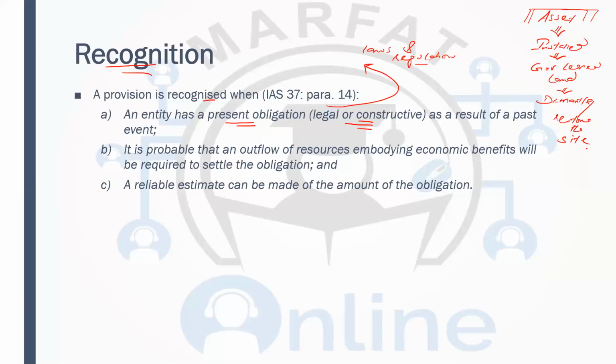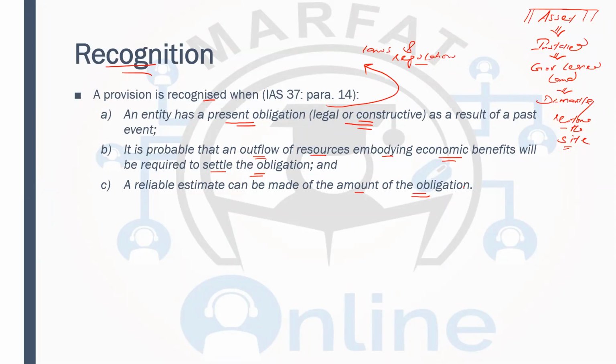That means you have already entered into a transaction, and it is probable that an outflow of resources embodying economic benefits will be required to settle the obligation. Say, for example, you need to dismantle or restore the site. When you need to restore the site, you need to spend something on it. So that will result in the outflow of benefits. Benefits mean you will be spending some cash on it, or deploying some resources to fix it. A reliable estimate can be made of the amount of the obligation.